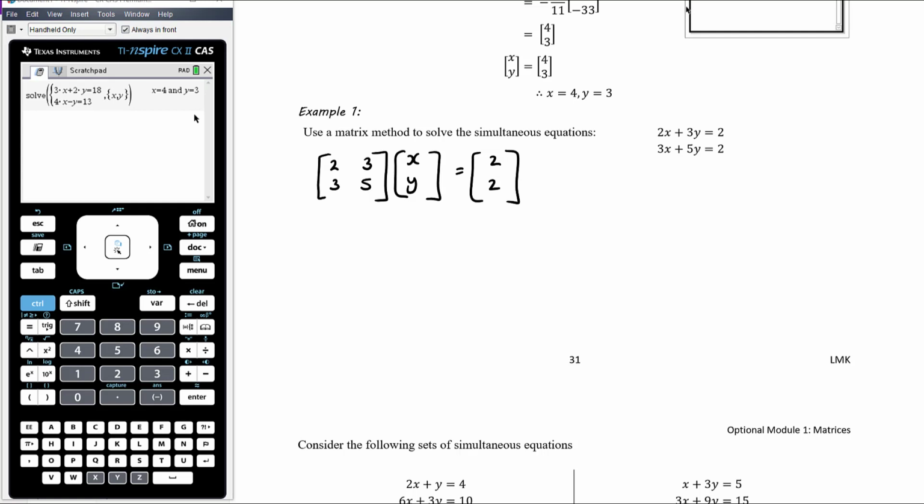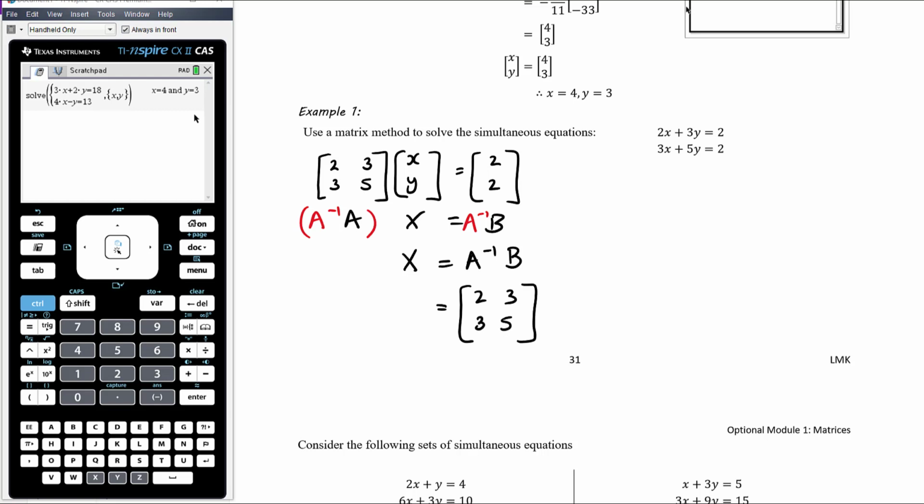Okay, so let's think about this as A times x equals b. What we're going to need to do to solve this is pre-multiply by the inverse matrix, so that gives us I, and so we're just left with x is equal to the inverse of A times b. So that is the inverse of A, so the inverse of that times that. And we can get our CAS to work that out for us.